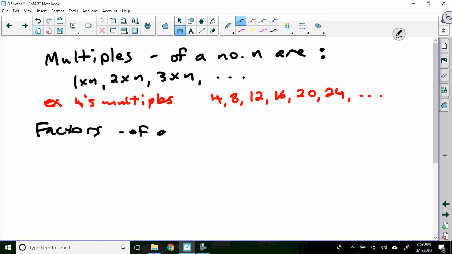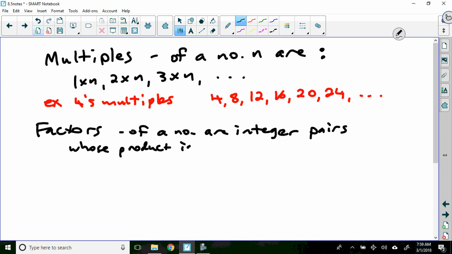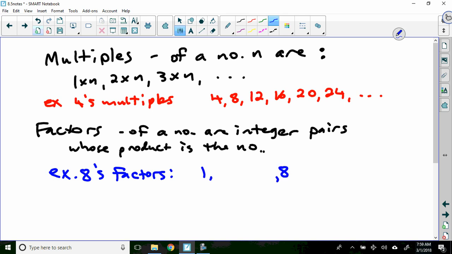And you probably already knew this, but a lot of people confuse the idea of multiples and factors. Factors of a number are integer pairs whose product is the number. So a nice example of that might be 8. 8's factors are 1 and 8, because that's one pair whose product is 8, and 2 and 4 is another pair. Right?